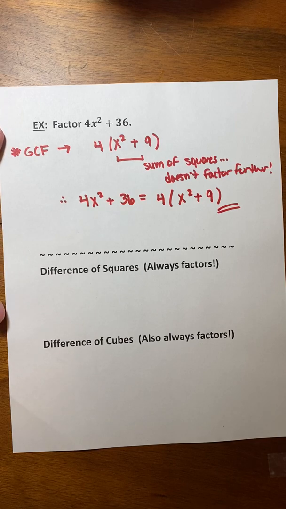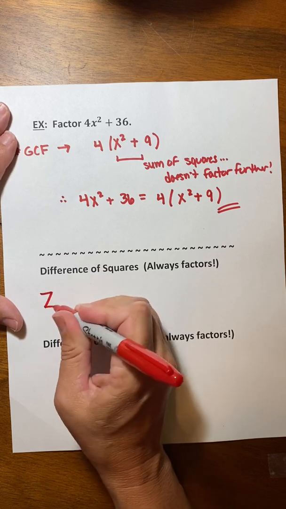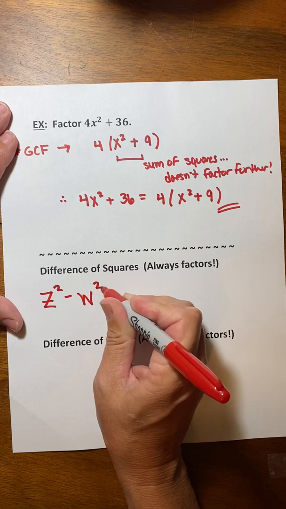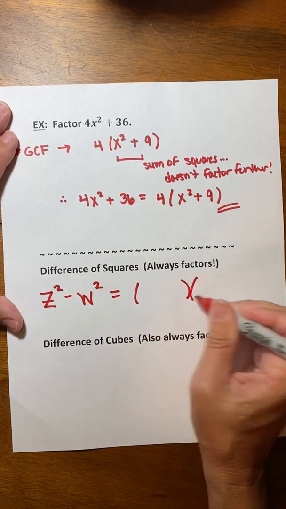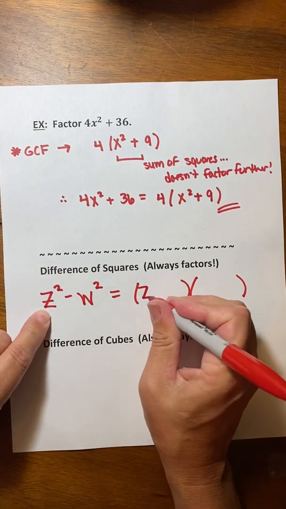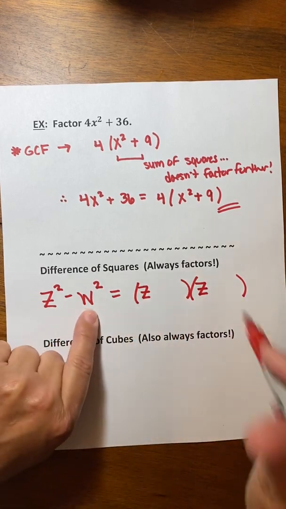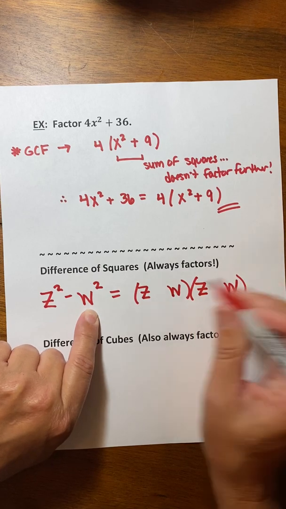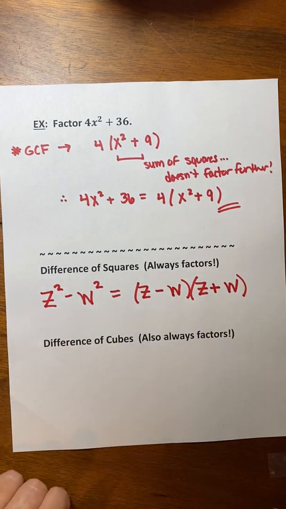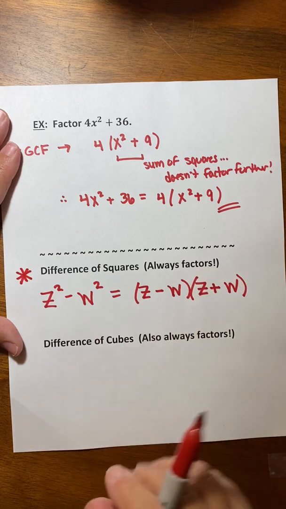So the difference of squares always factors. So if I have z squared minus w squared, something squared minus something squared, it's always going to factor. What's going to go first in both sets of parentheses is what's first in the expression, z. What's going to go second in both sets of parentheses is what's second in the expression. One's going to have a minus and one is going to have a plus. You can switch it. You can do plus and minus as long as one term has a plus and one term has a minus. I do it this way for a reason. And that reason's coming up next.